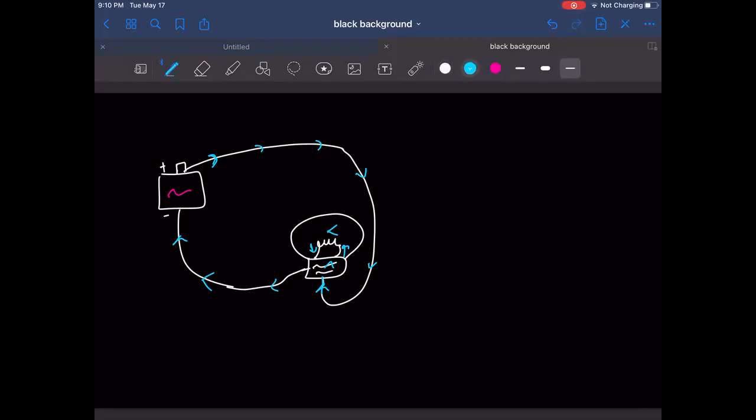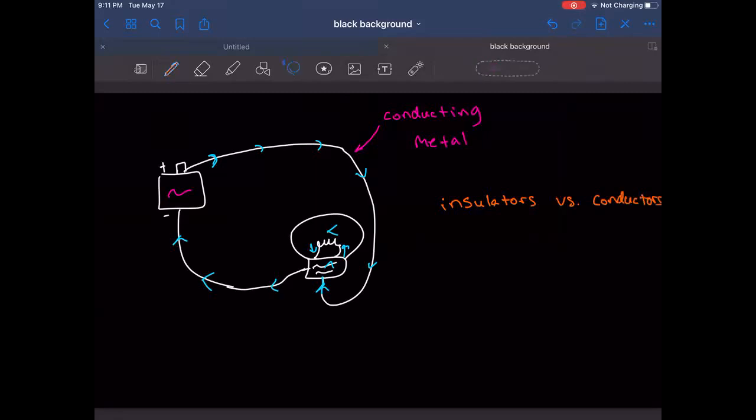And so this wire, this is a conducting metal. That's why it's copper or something, right? Because you have insulators. And you should know this idea as well. You do not have electricity with insulators because the electrons can't flow. They can't do anything. They can't go anywhere.